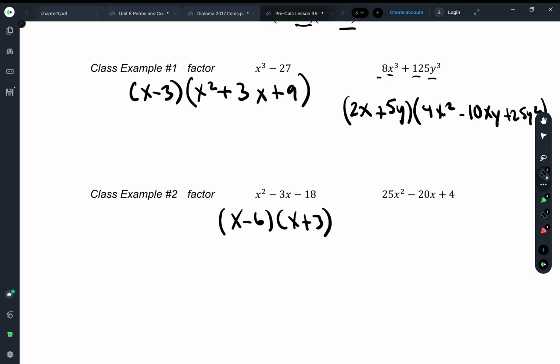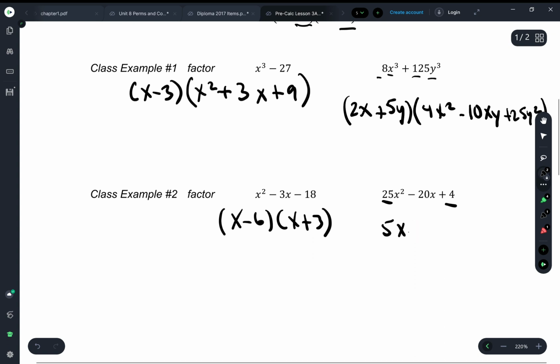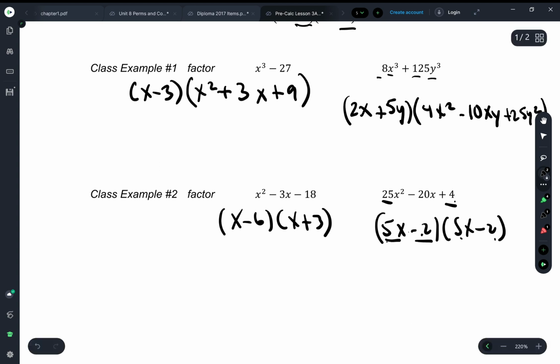Okay, when we have, like this one here, you could do decomp if you want, but the one thing I noticed is I have a 25 and a 4. So those are both perfect squares. So this could be a perfect square factor. So to test that, I would write 5x minus 2 times 5x minus 2, possibly. So 5x times 5x is 25x squared. Negative 2 times negative 2 is positive 4. To test this, 5 times negative 2 is negative 10. Timesing that by 2 would be negative 20. So it would work. So this simply is 5x minus 2 squared.